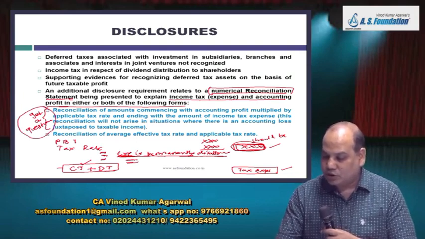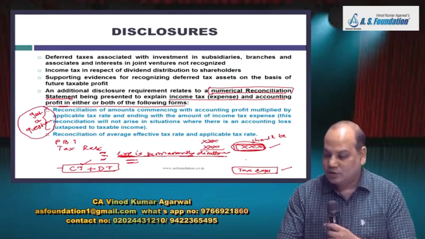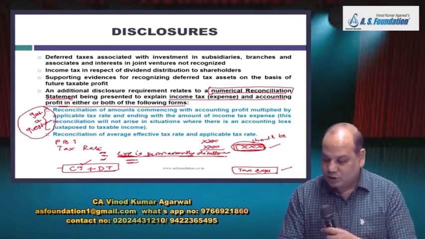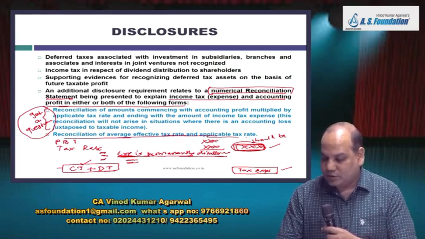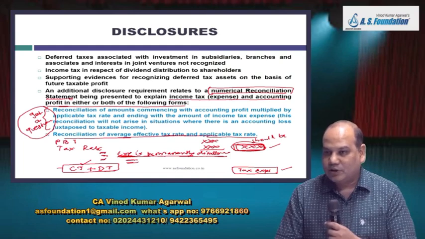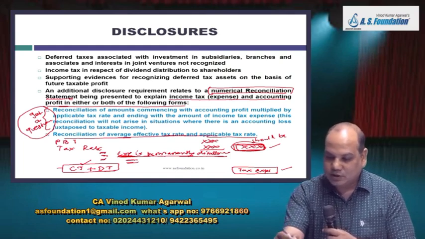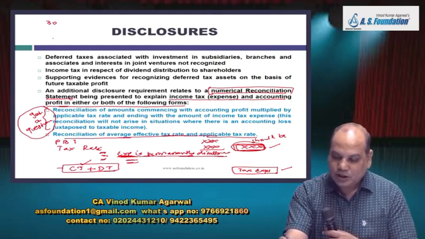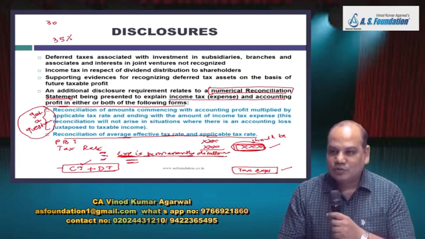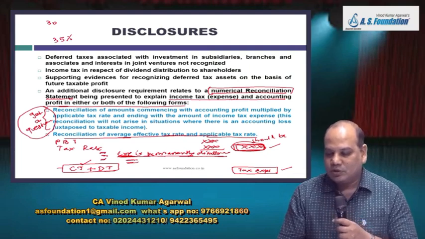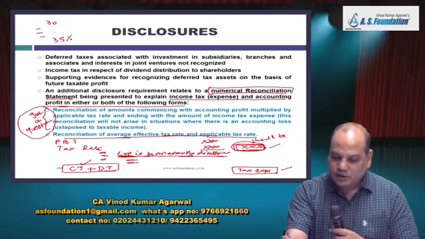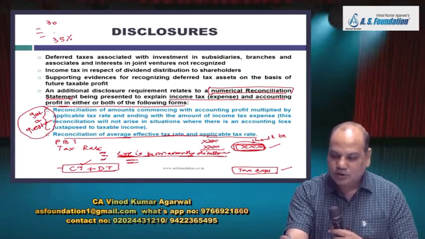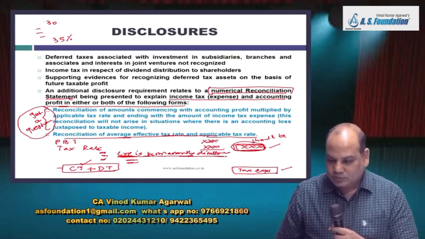Reconciliation can be based on amount. This is an amount reconciliation. Or reconciliation can be based on effective tax rate and applicable tax rate. So applicable tax rate 30%. But your tax expense as a percentage of income comes to 35% or 29%. Then again you have to identify why the tax expense is more than the tax rate.